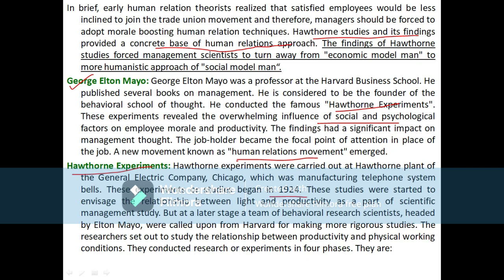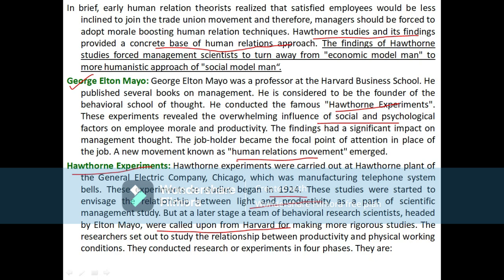These studies were started to envisage the relationship between light and productivity. If more light is provided, how is the production? If employees were provided with a low level of light, how is the productivity? So the differences were studied in the Hawthorne experiments. But at a later stage, a team of behavioral research scientists headed by Elton Mayo was called in from Harvard to make more rigorous studies. Then they extended those experiments.